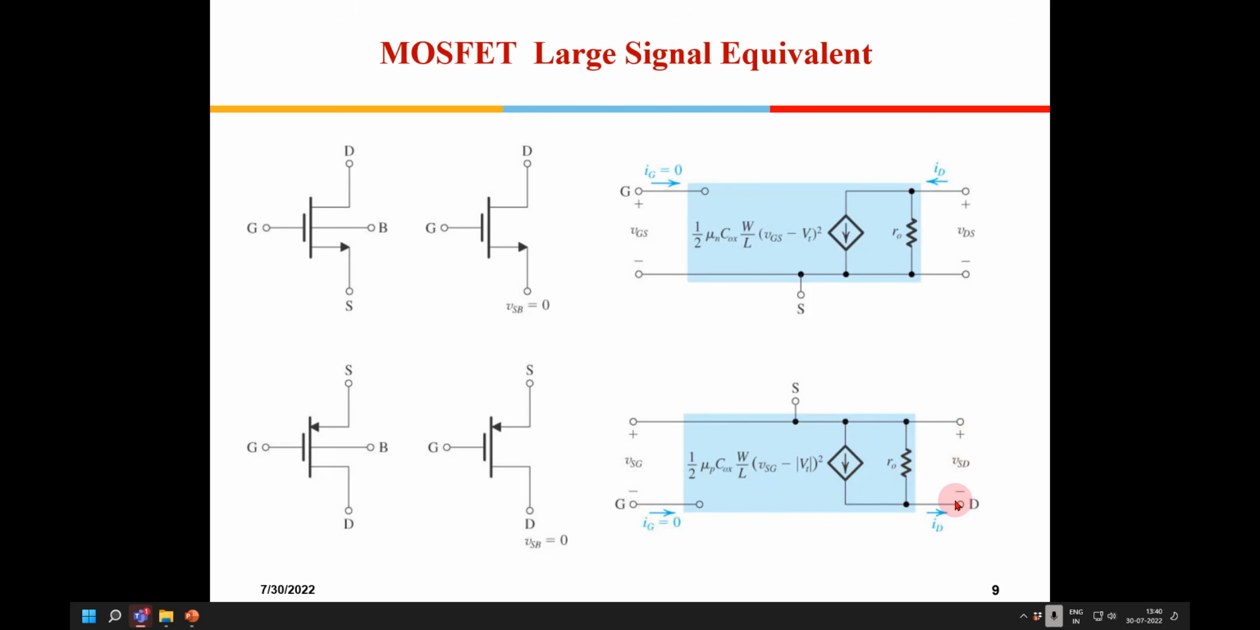Now it is a source-drain voltage and source-gate voltage. Since you are taking the source-gate voltage here, the threshold voltage of a PMOS will generally be given as negative. So you have to take the mod here to get the current. So this is the PMOS equivalent model for large signal.